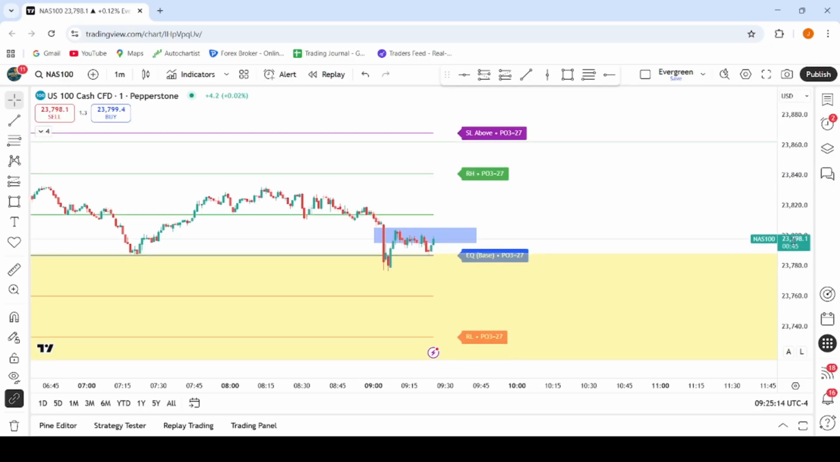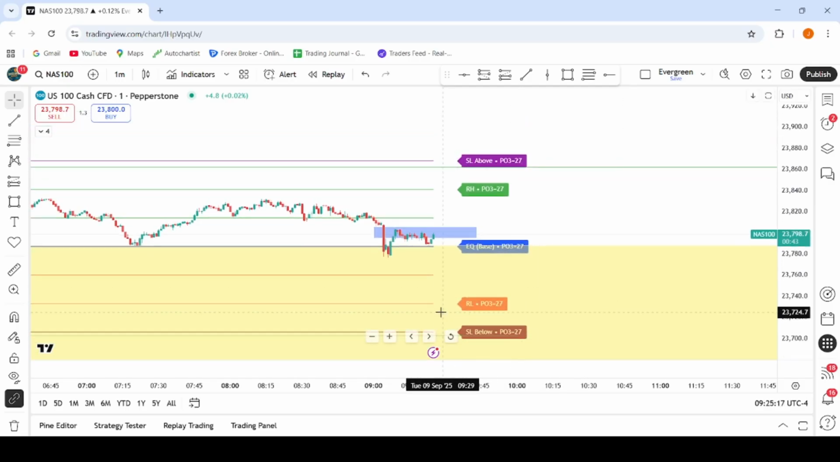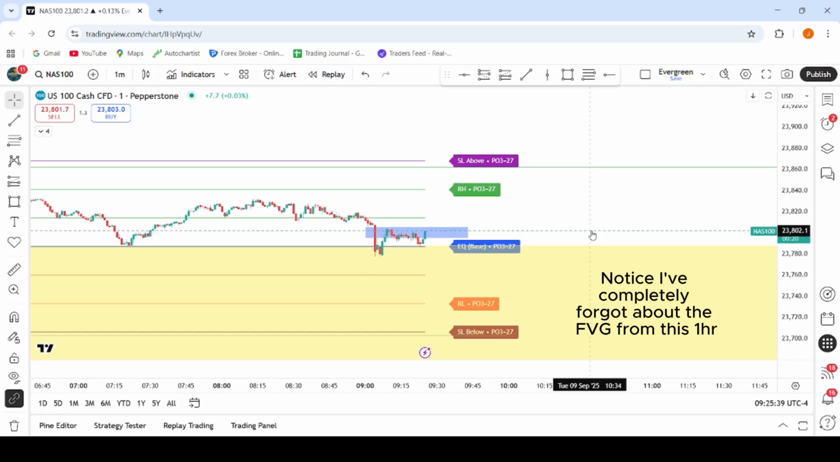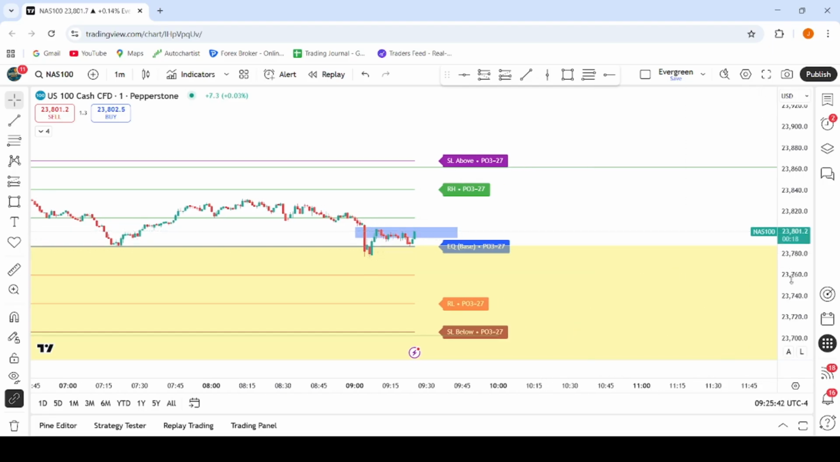So this is where we are. We've got our range low, range high. This is 27 pips between each one. This is 27 above, so that's just extending it by 1, and this is extending it below by 1. So I generally look to, if I was entering here, I'd put my stop loss up here, and if I was entering here, I'd put my stop loss down here. So here we are, we're approaching 9:30.